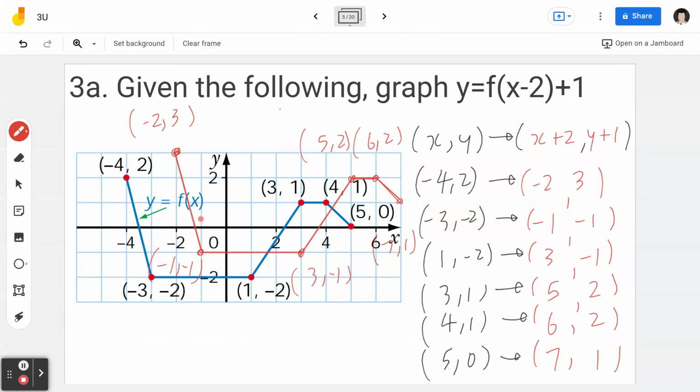Just like that. So again, in one sentence, imagine the graph in blue. I move the entire graph right by 2, up by 1. That's the new graph. And of course, don't forget to label this. So this entire graph is going to be f of x minus 2 plus 1.